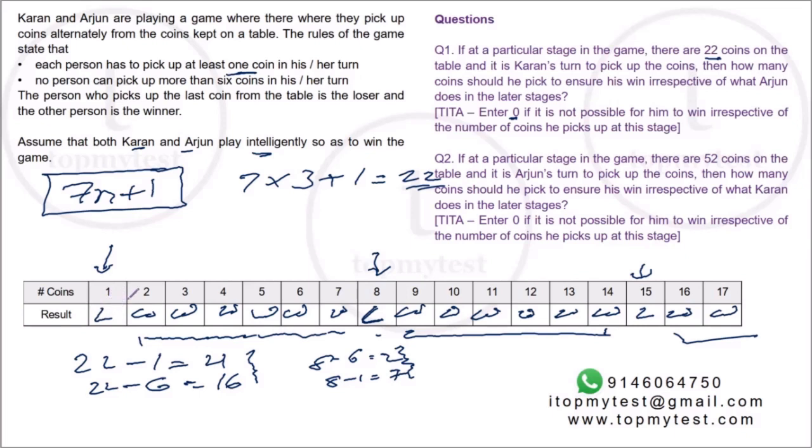Once Karan is at 1, he basically has to lose. Nothing he can do. So there is no way out of this situation. 0 will be your correct choice.